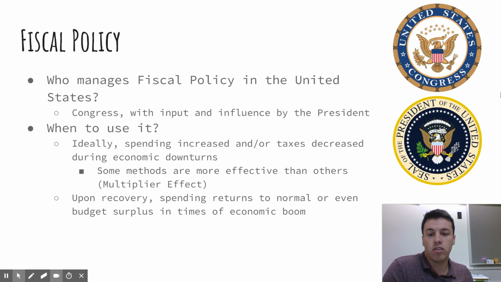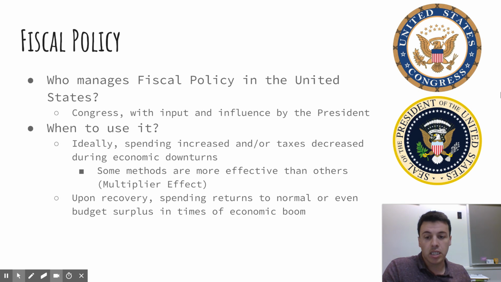So who manages fiscal policy in the United States? We're really looking at Congress. They're the ones making the laws. And obviously the president is going to have a part in that lawmaking process too with the veto power, but also just the president's influence and input as a leader of the nation is going to have a big part in how fiscal policy is managed.